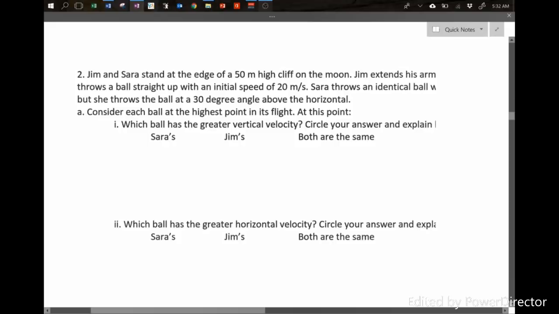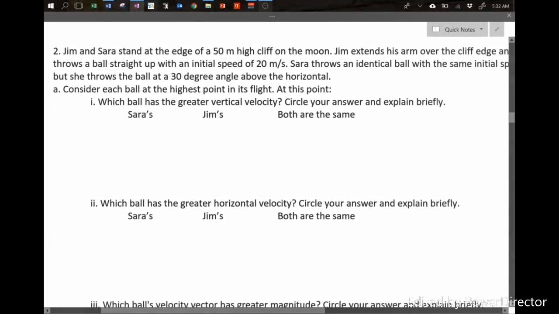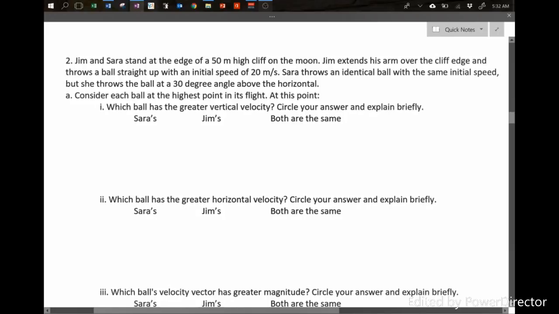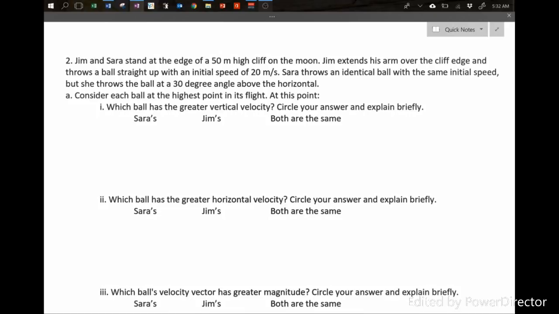All right, we've got Jim and Sarah. They're on the moon because why not? So Jim is going to put his arm over a cliff edge and throw a ball straight up with a speed of 20 meters per second. Sarah is going to throw an identical ball with the same initial speed of 20 meters per second, but she's going to throw the ball at a 30-degree angle above the horizontal. We have a few questions to answer based on that. Best thing to do at this point would be pause and answer the question.